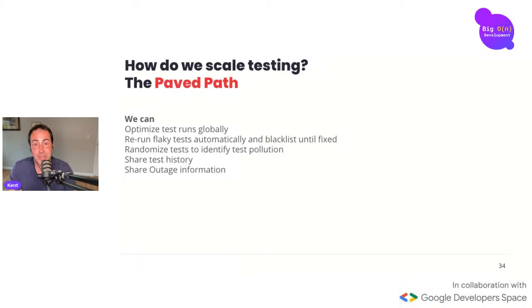We could share historical test runs with people so you could see if this test was actually failing 90% of the time for users and it needed to be blacklisted. And we could also share more up-to-date outage information. So if the distributed system was down for any reason and you were getting a bunch of errors, we could surface that really quickly so that you didn't have to spend a lot of time thinking it was your own code that was broken.